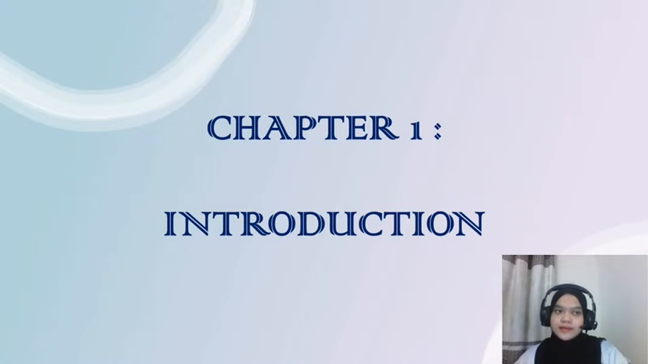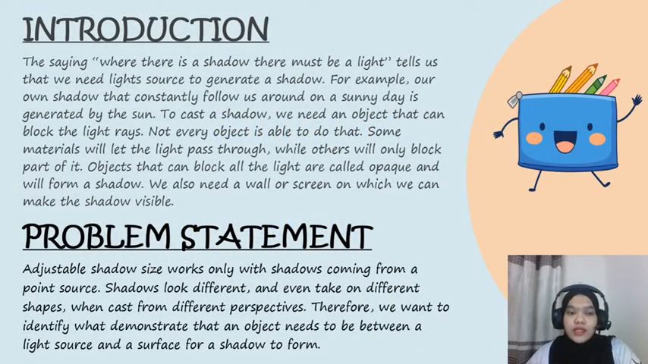Chapter 1, Introduction. The saying "where there is a shadow, there must be a light" tells us that we need a light source to generate a shadow. For example, our own shadow that constantly follows us around on a sunny day is generated by the sun. To cast a shadow, we need an object that can block the light rays. Not every object is able to do that.